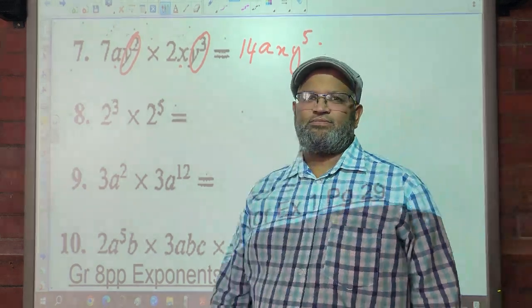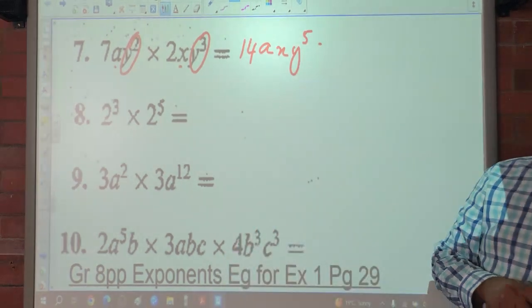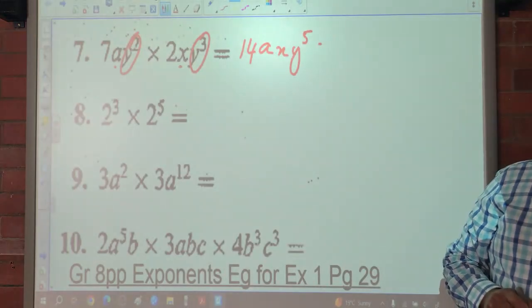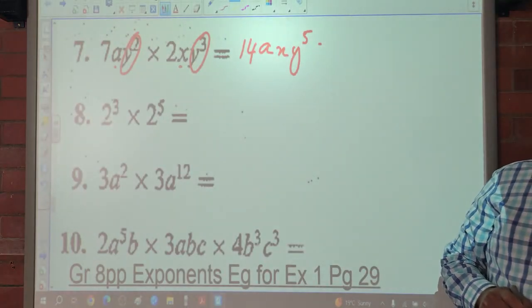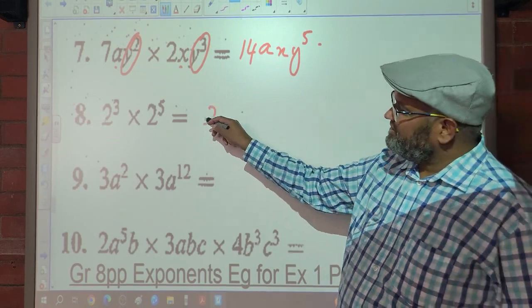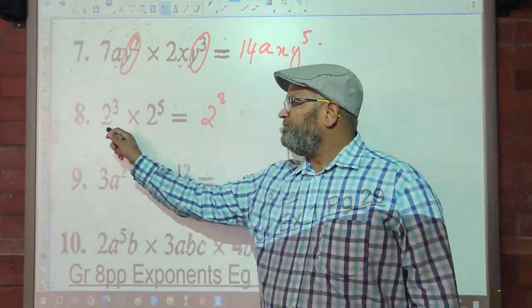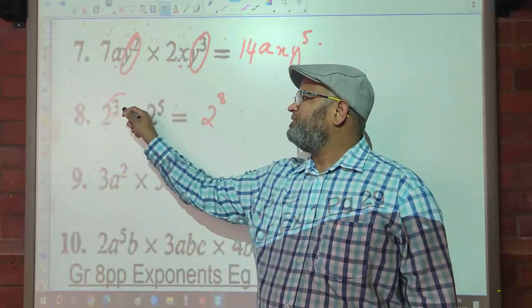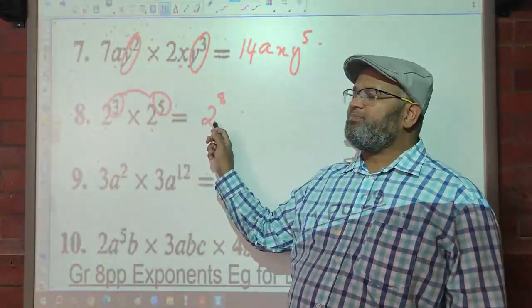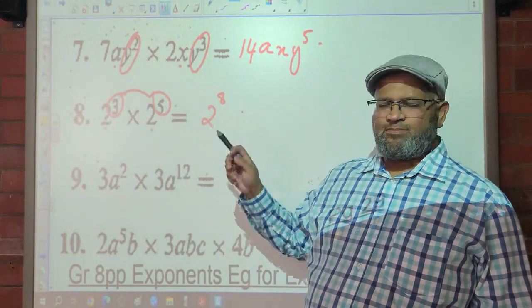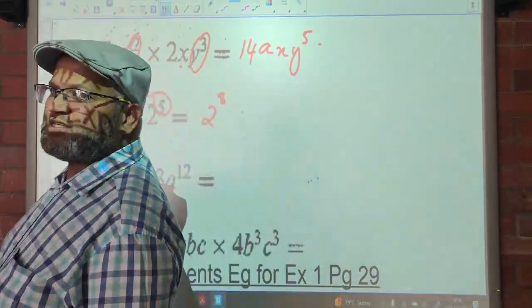Next one. Yes, Michael? 2 cubed times 2 to the 5. 2 to the exponent 8. You all agree with that? What's the rule? When we're multiplying and bases are the same, we add the exponent. But you must keep the base, whatever the base is. You guys got it? Yes, sir. Alright. Next, the person behind there.